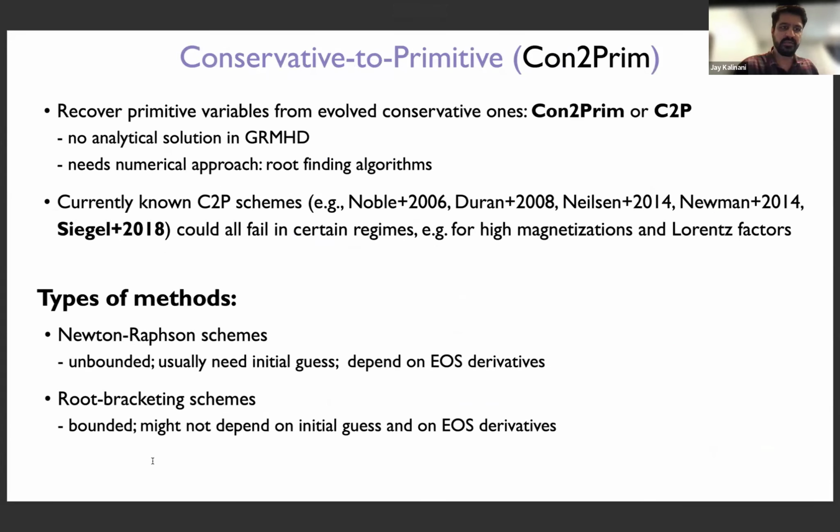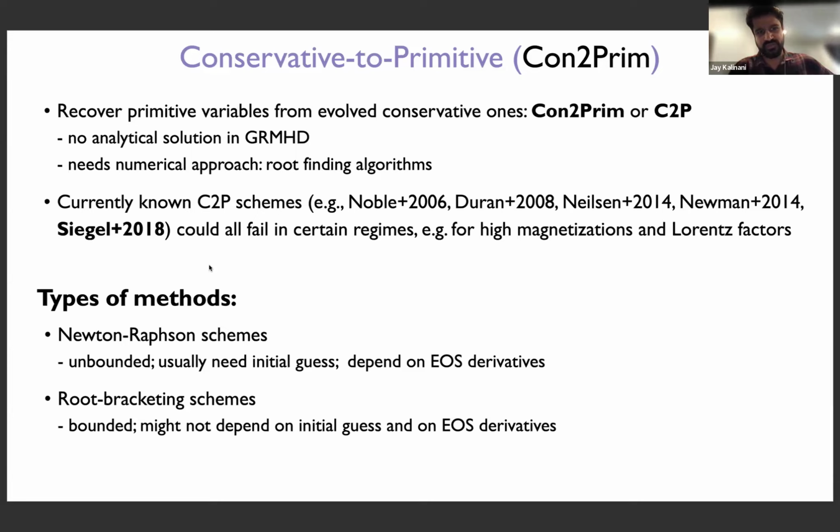The last part, and one of the core elements of any GRMHD code, is something called con-to-prim, conservative to primitive variable recovery. And at every time step, we want to understand what our primitives are. So we are evolving conservative variables, and we need to recover these primitive variables. And in GRMHD, there are no analytical solutions that we could find, at least up to now. So one needs to resort to numerical approaches such as root finding algorithms. And many of these C2P schemes could fail at some point, like at very high magnetization or Lorentz factors. But here, Siegel et al. has a good review on different C2P schemes, in case you'd like to check it out.